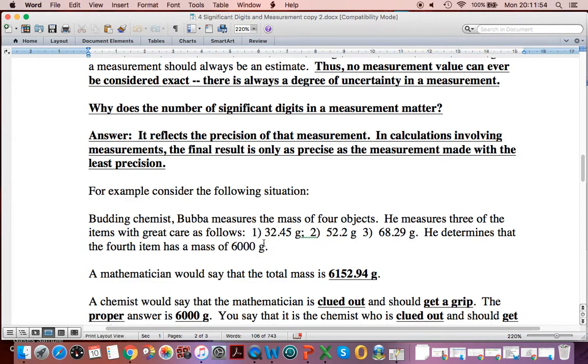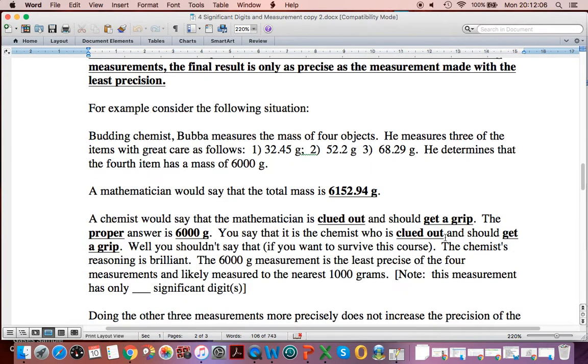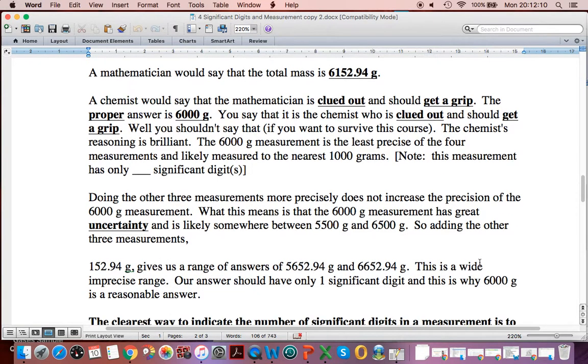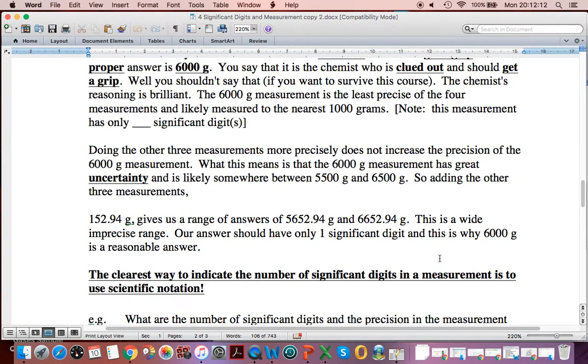So if we actually went through, and according to the laws of chemistry and physics and science in general, if we add 6,000 plus these 3 measurements, we're going to actually get 6,000 grams. And that's just the way it is. Get used to it. We're going to shake up your view of math. It's going to be great fun.